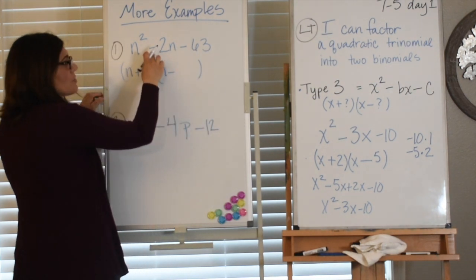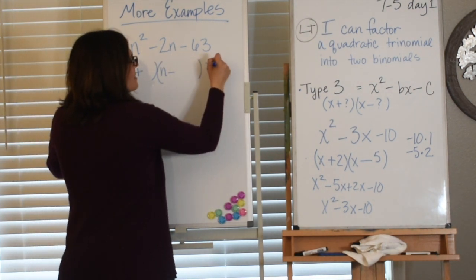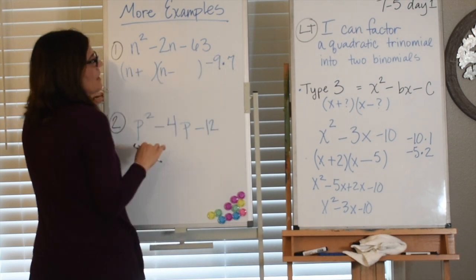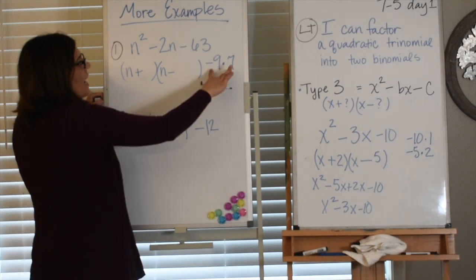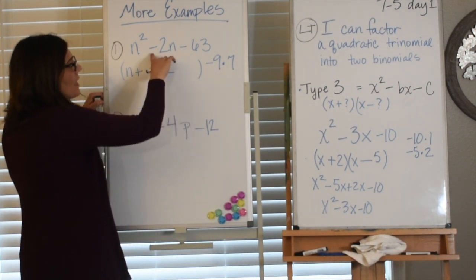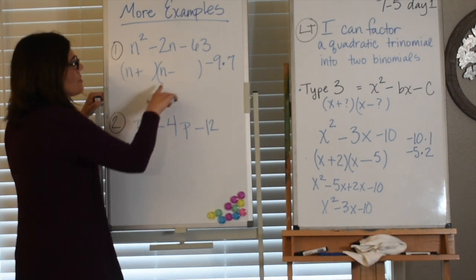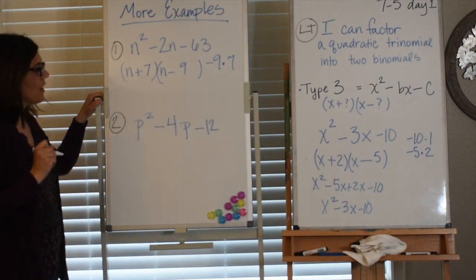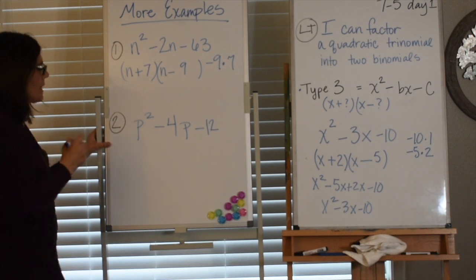The middle term is negative, so that means it's negative 9 times 7. That makes negative 63. When I add those two together, I get negative 2. So I'm going to put my 9 here, and I'm going to put my 7 here. I'm good to go. All right, here's my last one.